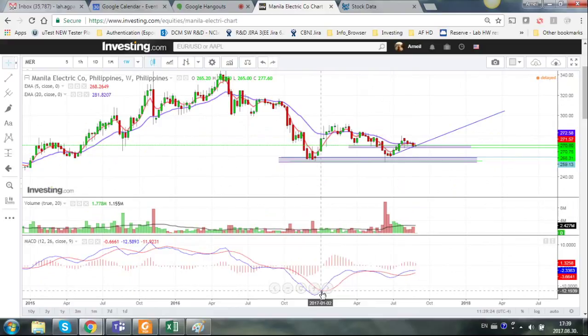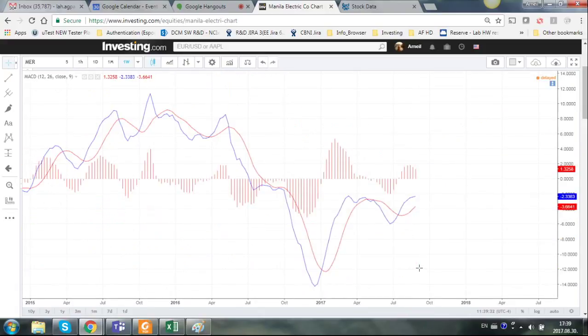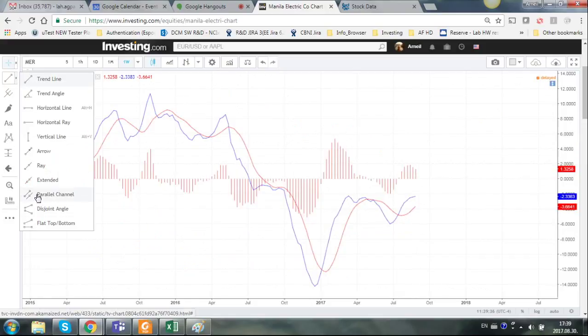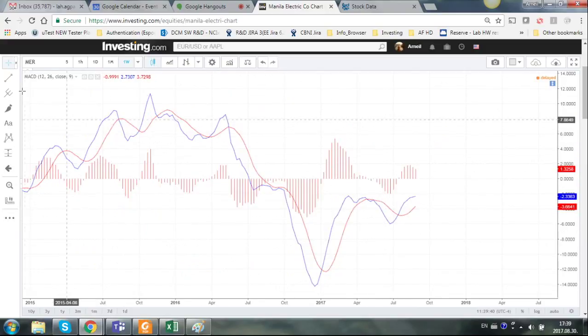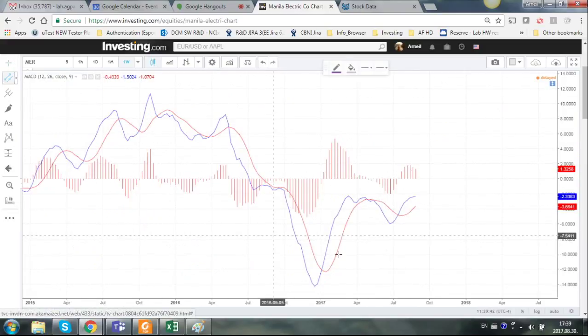Meron bang buy signal? Buy signal here, sell here, buy here. So yeah, here there's a buy signal. At kung mapapansin mo, yung histogram is positive. At isa pa ito magandang strategy din sa MACD na pwede kang gumamit nito.